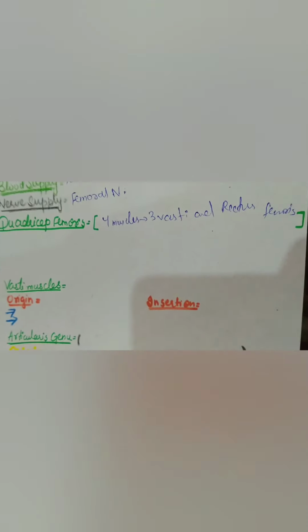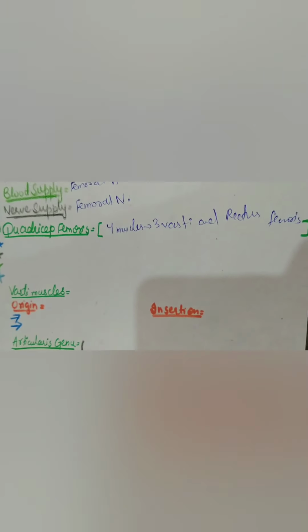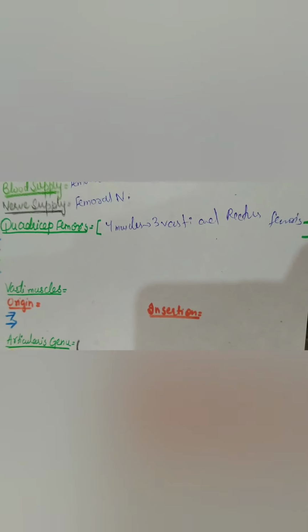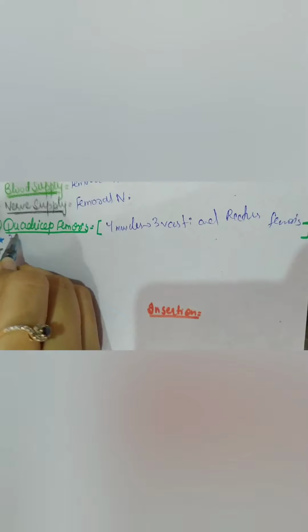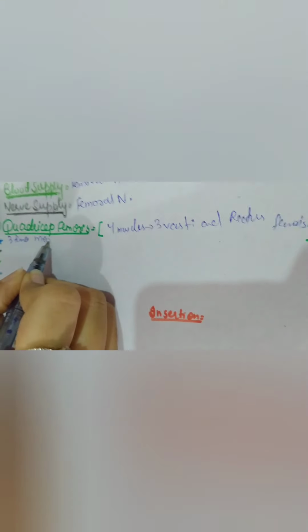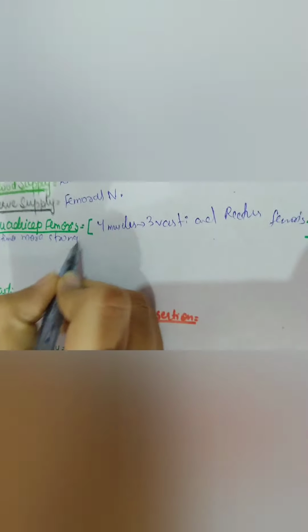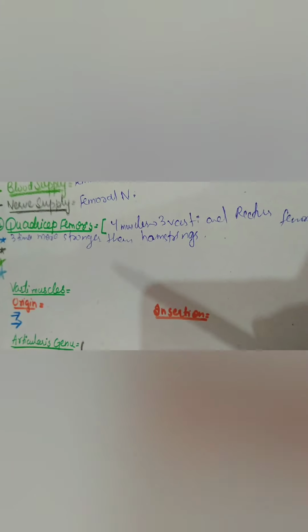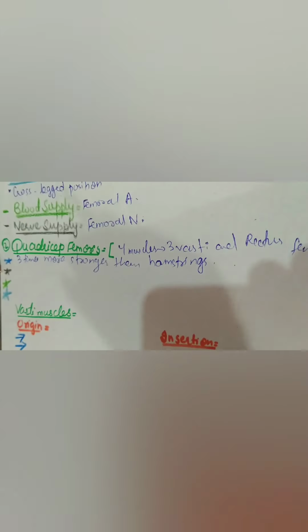The next thing about the quadriceps femoris is that it is 3 times stronger than its opposite one, which is the hamstring muscles, consisting of the semitendinosus, semimembranosus and the biceps femoris, which are in the posterior thigh region. So here I am writing that it is 3 times stronger than hamstrings. Right? The quadriceps femoris are the extensors of the leg and the flexors of the thigh, as usual, like all the anterior thigh muscles.